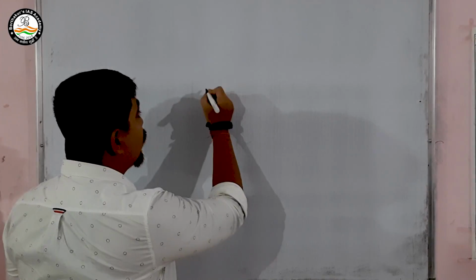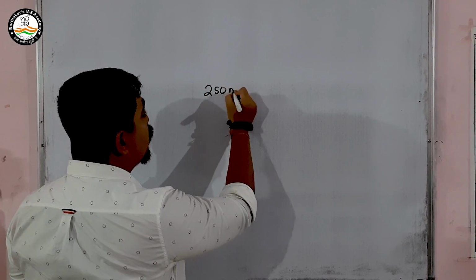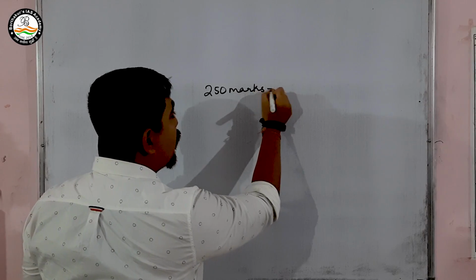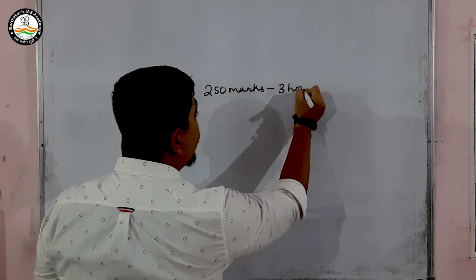So in this video, I am going to talk about how to write a good answer in your mains examination. The first thing that you need to keep in mind while writing your answer is the time factor. In this examination, you are going to get a question paper that will carry 250 marks and the time allotted to you will be 3 hours.